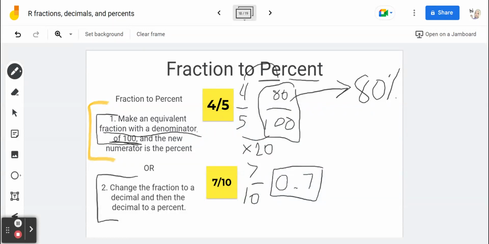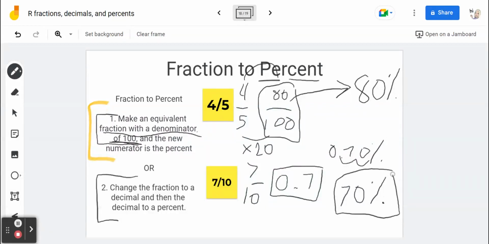Now we're going to change this to a percent. So if we're going to change 0.7 to a percent, the way you do this is by moving your decimal places 2 times to the right. 1, 2. You're going to annex your 0 into that spot. Add your percent sign, and then lastly, you're going to go ahead and make it pretty just by rewriting and have 70%. The third way to do a fraction into a percent is to use your calculator.